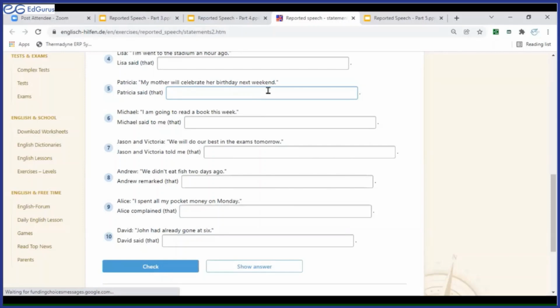Andrew said, we didn't eat fish 2 days ago. Andrew remarked that they had. Not correct. What is the third form of eat? Eaten. Yes, they had not eaten fish 2 days before. Correct.